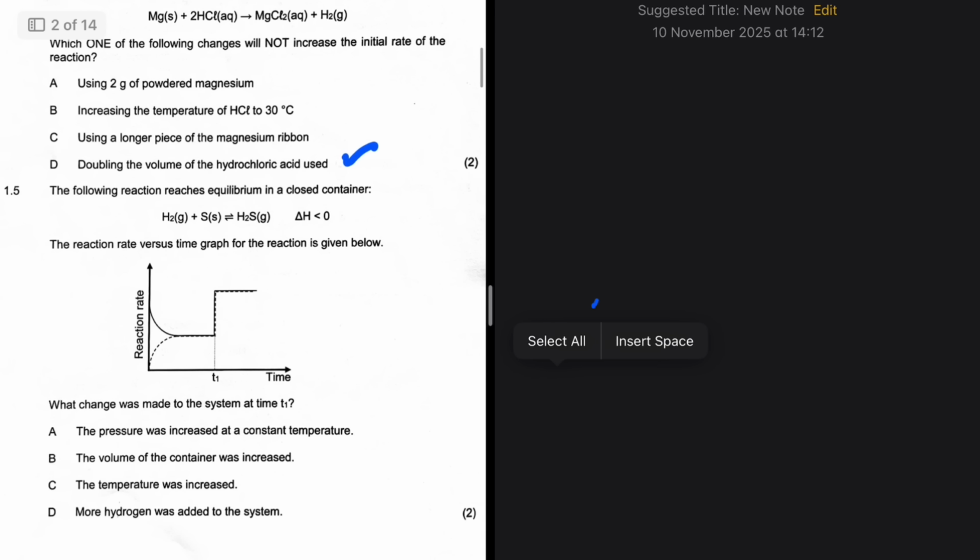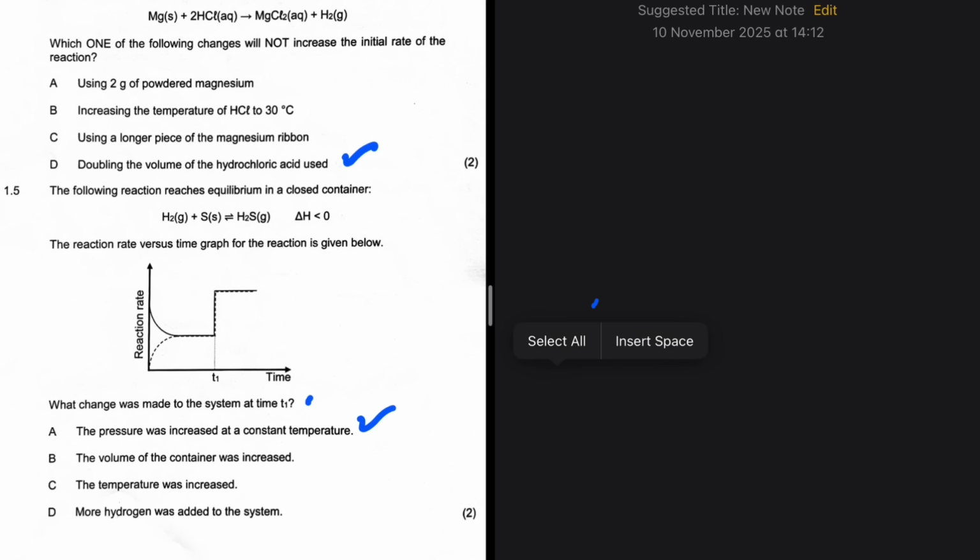There we go. 1.5, the following reaction reaches equilibrium in a closed container. The reaction rate versus time for the reaction is given below. So take a look at the reaction. On the left-hand side, we have 1 mole of gas. On the right-hand side, we have 1 mole of gas as well. And then the sulfur, which is solid. What change was made to the system at time T1? The pressure was increased at a constant temperature. 1.5, that is actually the answer.